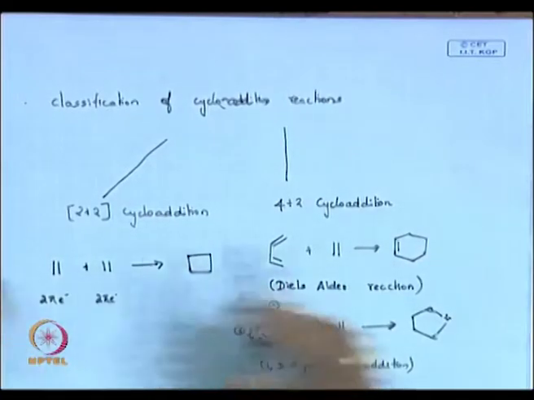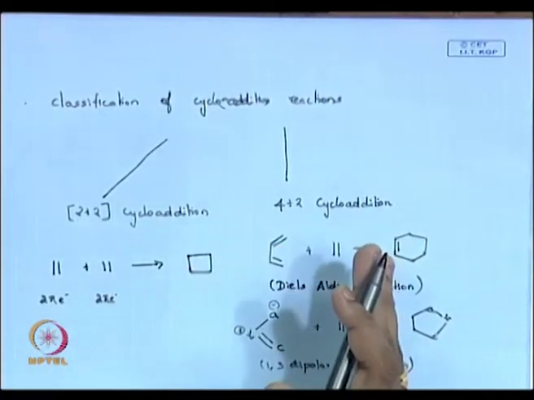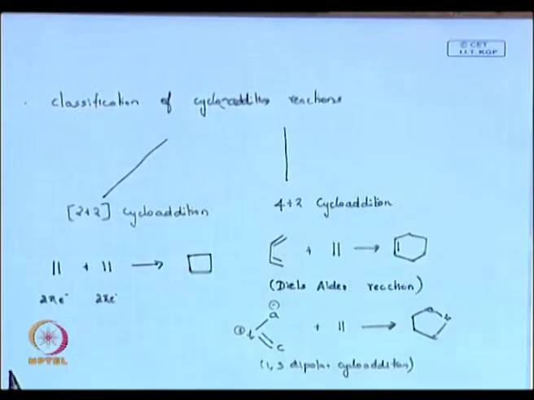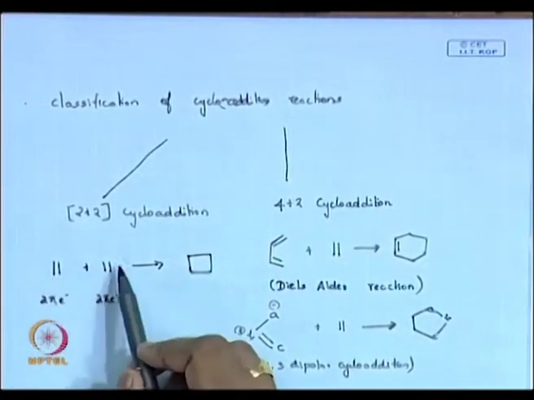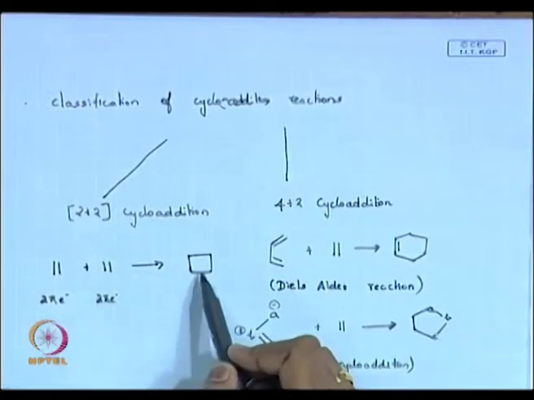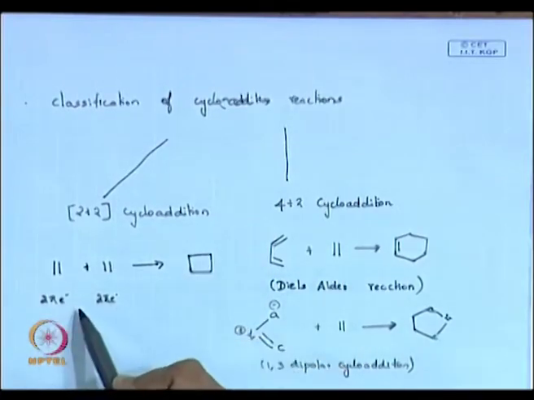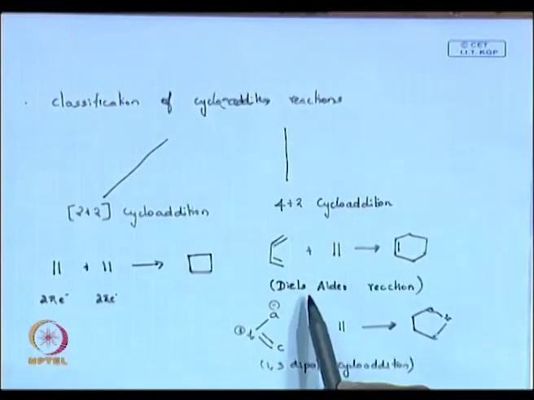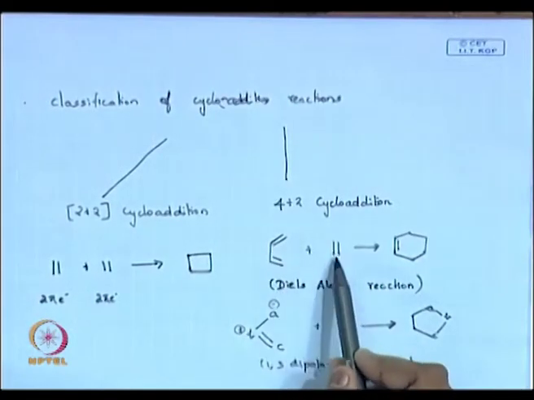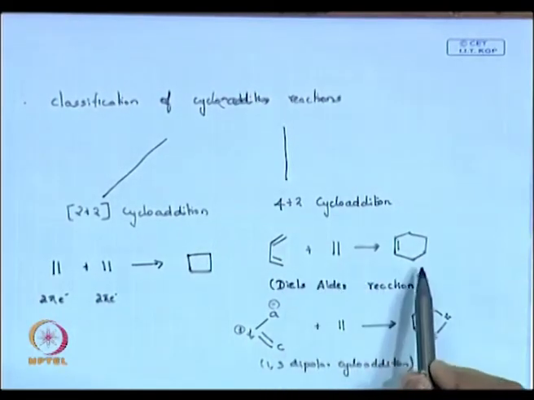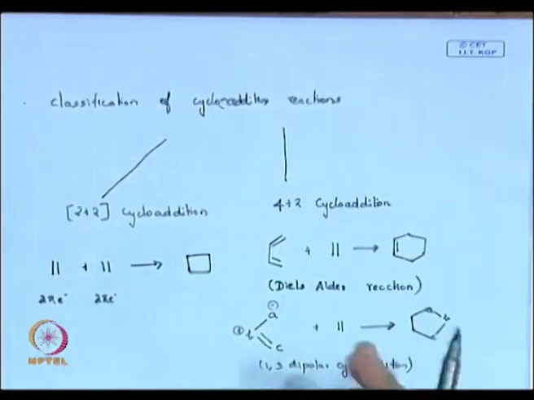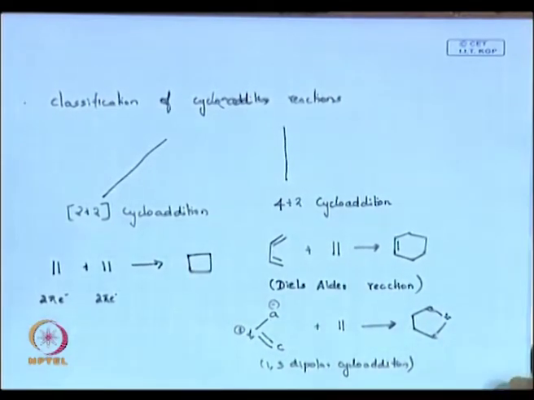So, basically you classify cycloaddition reactions based on the number of pi electrons that interact in the system. In the earlier case we have seen 2 pi electrons and here 2 pi electrons interact to give you a cyclobutane system, that is why we call it 2 plus 2 cycloaddition. In Diels-Alder we can see 4 pi electrons and 2 pi electrons, so it is a 4 plus 2 cycloaddition, clear. That is how you can classify the cycloaddition reactions.